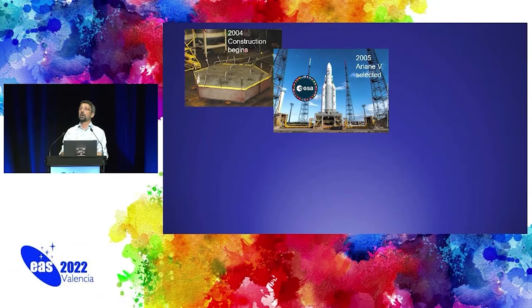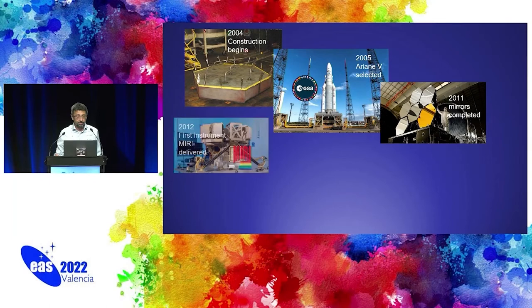This, I think, is the first time that NASA decided to use an ESA launcher for one of its flagship missions at that time, well, currently still. Then the mirrors were completed in 2011, and in 2012 the first instrument was delivered, and it was MIRI.